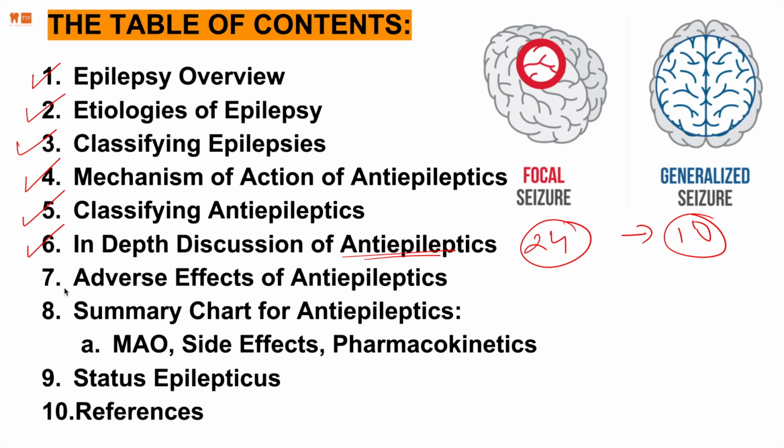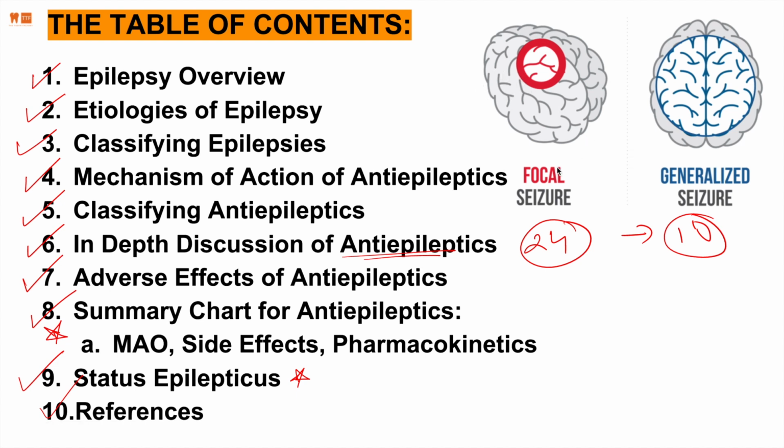And adverse effects of anti-epileptic drugs will also be discussed in short, and then we'll summarize a chart for anti-epileptics in MOA, side effects, and pharmacokinetics. Now that's an important concept, so we'll discuss that at the end. And then there is a brief blob of status epilepticus in the middle of the slides that I will point out. Again, an important condition that needs to be discussed. Ending with references. So let's introduce epilepsy to ourselves.